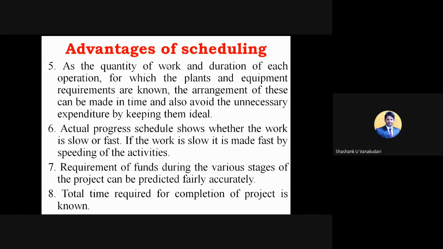That can be achieved by using this scheduling part. If the work is slow, it can be made fast by speeding up activities. For example, whatever you have planned for 1 month might take 1 month and 7 days extra, that is, 1 month 1 week. So after 1 month 1 week, you will know that yes, our work is slow compared to the schedule, and how exactly we need to recover those 7 days in upcoming activities. So each and everything will be known by providing this scheduling part.